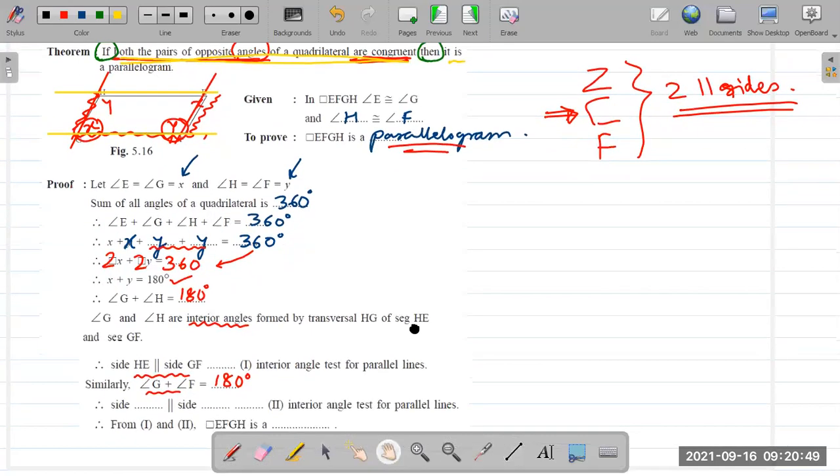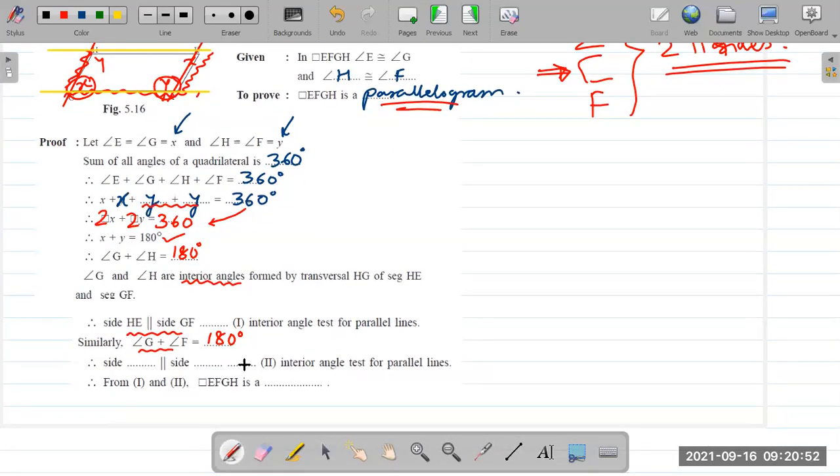So, what have we got? We have got two pairs of parallel sides. Since we are using G and F, the sides GH and EF are parallel. So GH is parallel to EF. These two sides are parallel. How? By the interior angle test for parallel lines. Since we have got two pairs of parallel sides, we can say that the quadrilateral is a parallelogram.